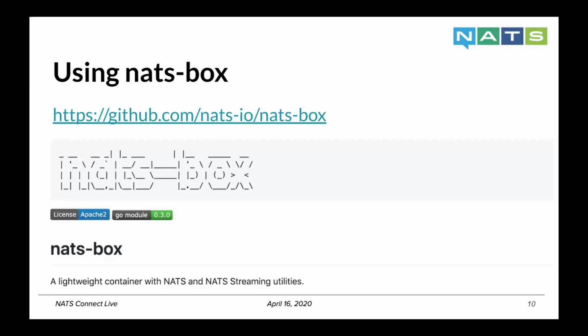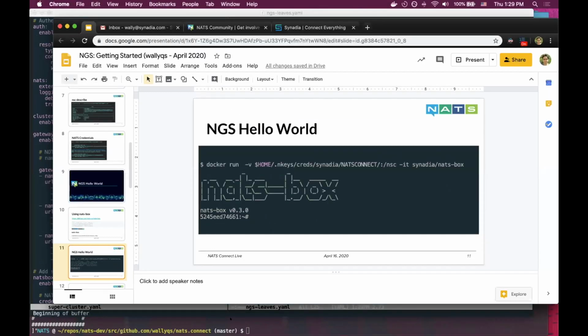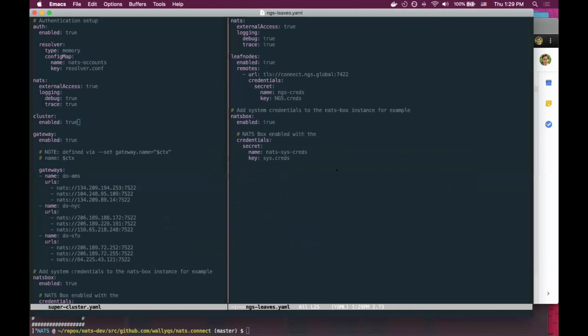So, hello world, just using the NATS box tool, which you can find at this URL. We also have a Docker image that you can use, in this case, to mount the credentials that have been generated.